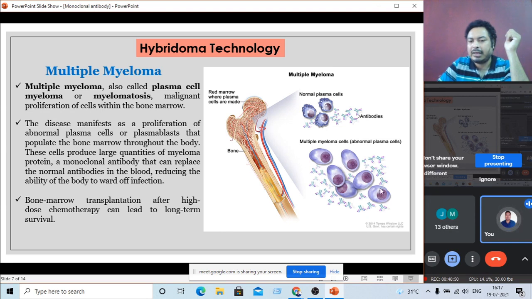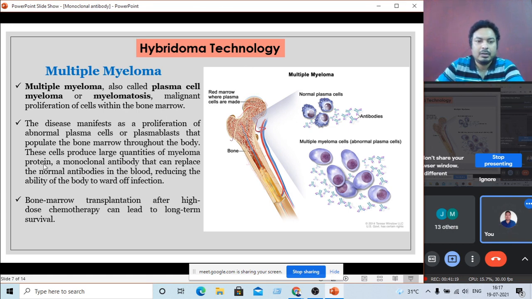And all these cells can generate a single type of antibody. And this single type of antibody is called monoclonal antibody. I already said monoclonal antibody can be produced by only one type of cell. This condition is called multiple myeloma. So during the multiple myeloma condition, our own body cells can produce monoclonal antibody. Okay, but this is a disease condition. In the normal condition, we cannot produce monoclonal antibody.